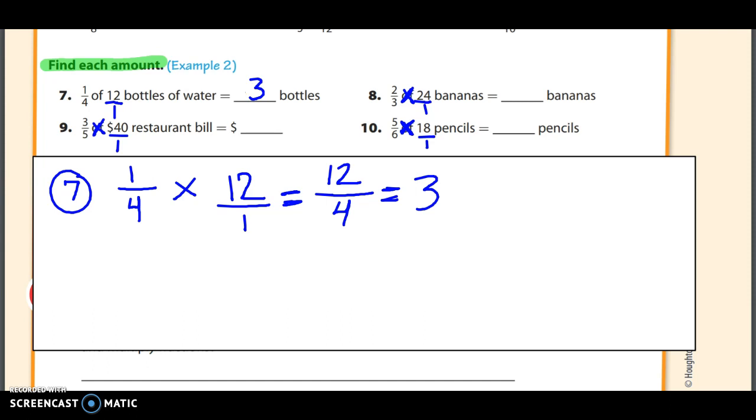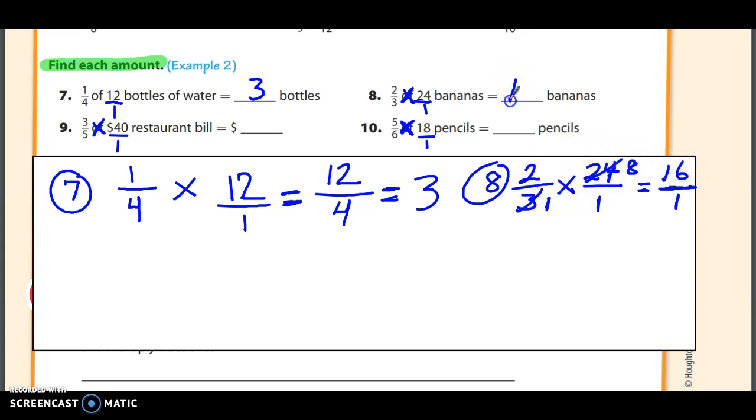Check out number 8. It's 2/3 times 24, which is a whole number, so I write it as 24/1. I like simplifying. I don't want to do 2 times 24 is 48/3. I don't like doing that. I'd rather simplify. This is simple to simplify right now. 3 and 24 can simplify by 3. 3 divided by itself is 1. 3 goes into 24 8 times, so it simplifies to 1 and 8. And now look at my denominator. It's going to be 1, which I can just drop. And my numerator is going to be 2 times 8. That's 16. 16/1 is 16.